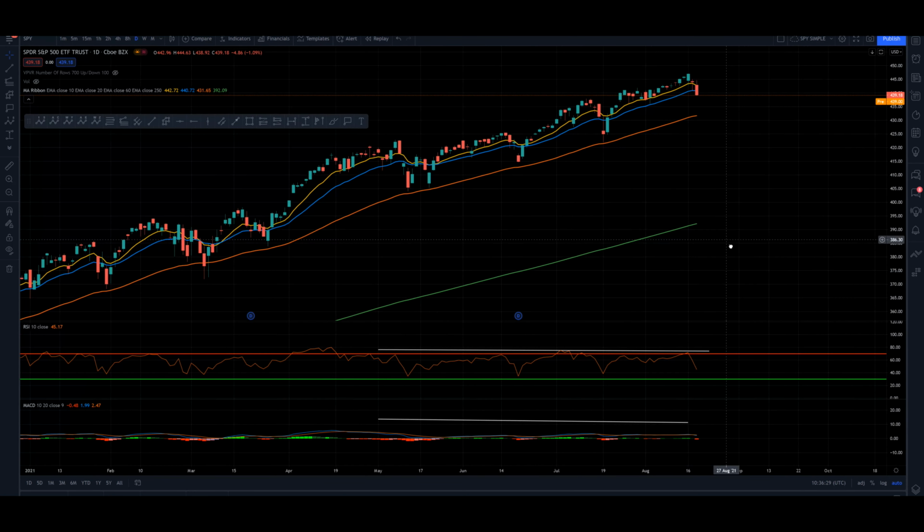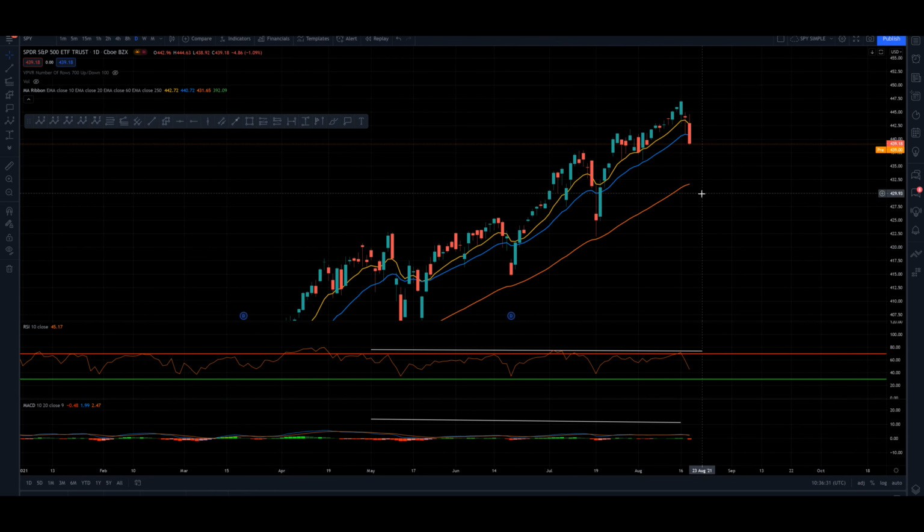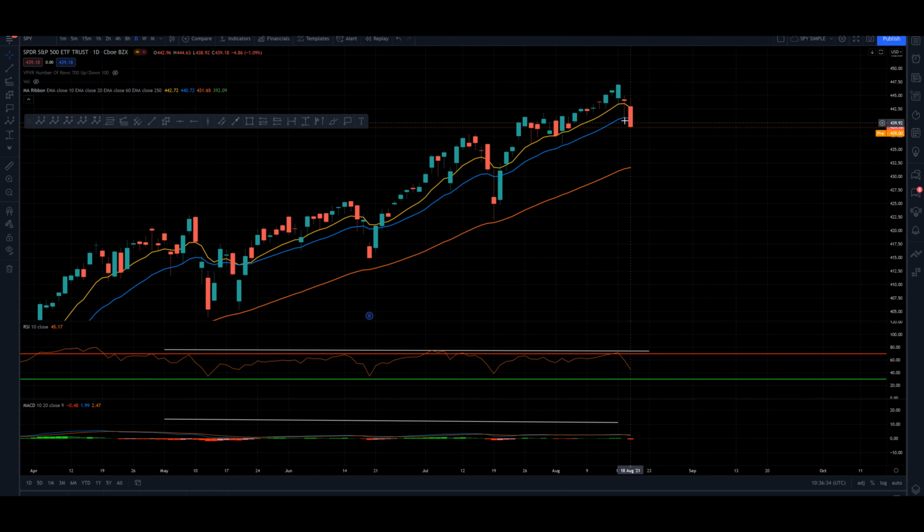Okay, so let's come down to the daily time frame and see how things look. A little bit more bearish on the daily time frame, having broken through the 10 and the 20 exponential moving averages, closing below it. Pre-market currently trading below yesterday's close as well, but we'll have to wait and see. It's still a few hours before the market opens.